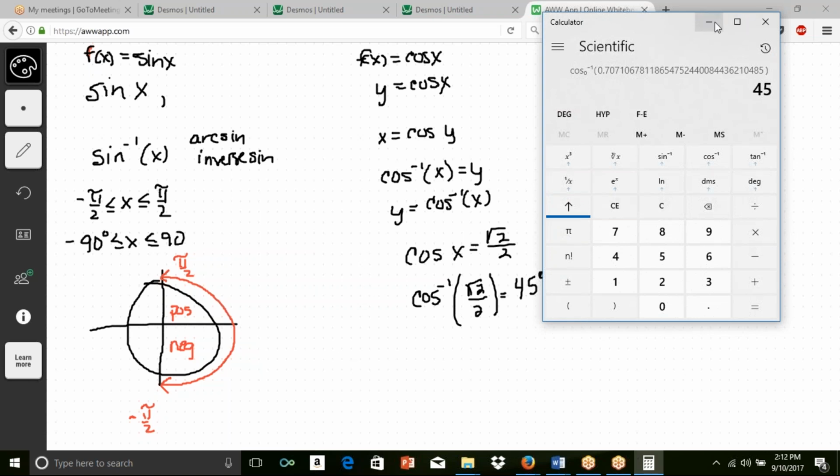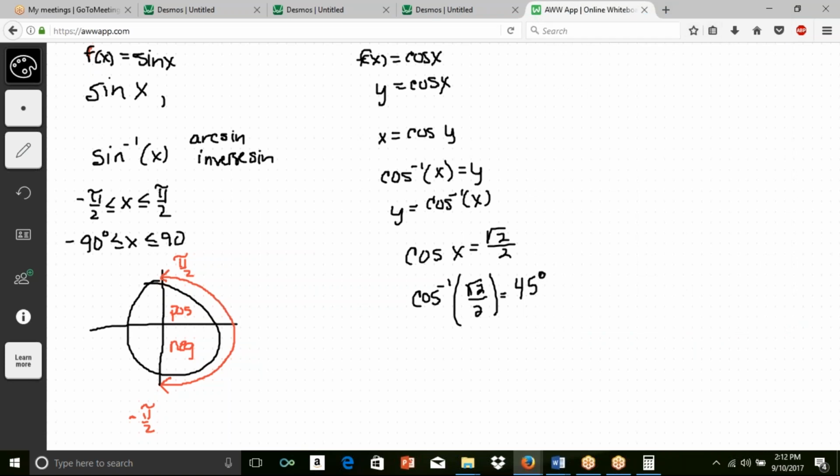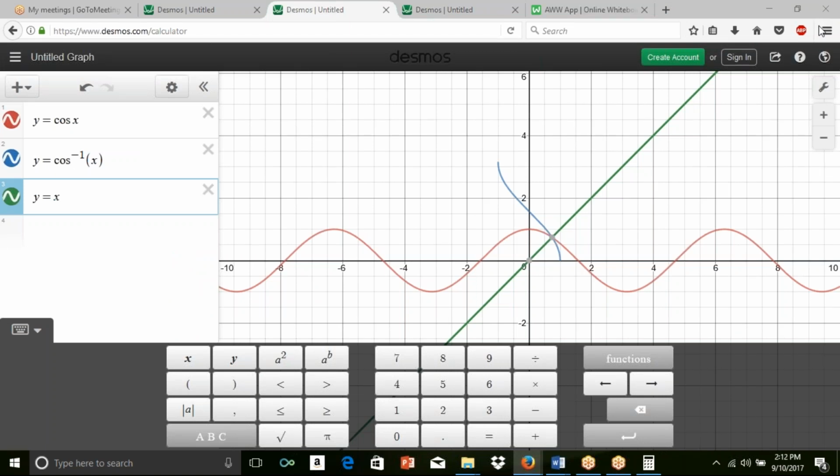So if I'm looking at cosine, and I'm going to get ready to erase some of this. If I look at cosine, this is what my cosine looks like.